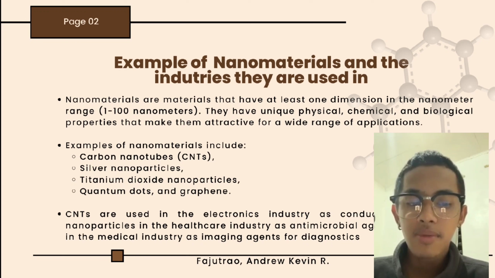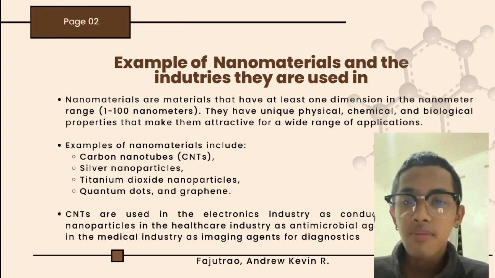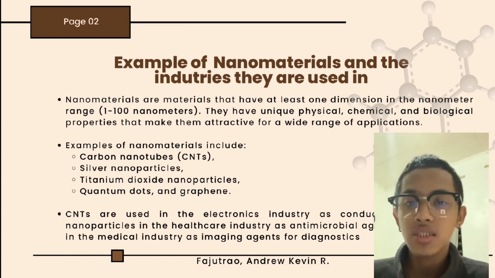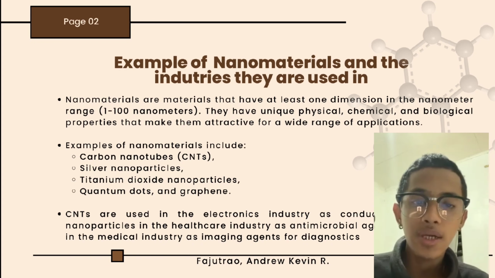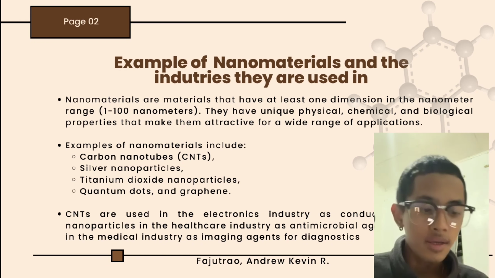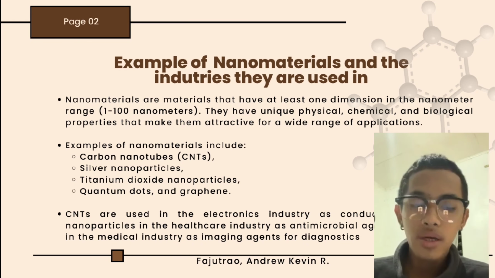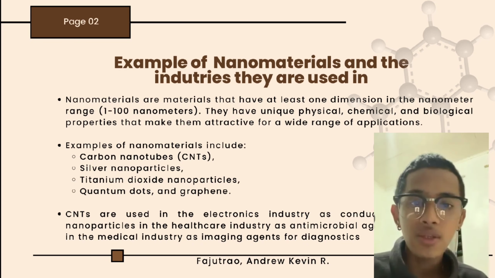Nanomaterials are materials that have at least one dimension in the nanometers range, 1 to 100 nanometers. They have unique physical, chemical, and biological properties that make them attractive for a wide range of applications. So here are some examples of nanomaterials. The number one is carbon nanotubes.